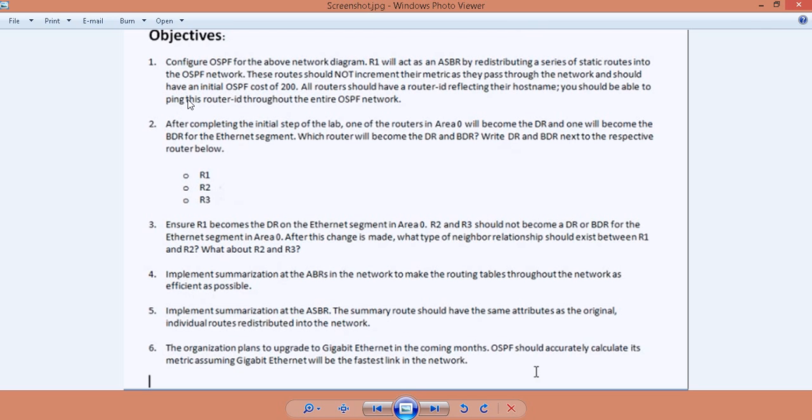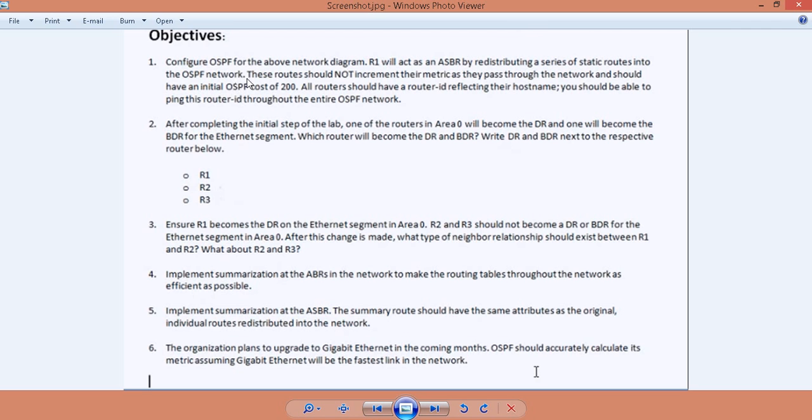Question 1 states, configure OSPF for the above network diagram, the topology that I showed you. Router 1 will act as an ASBR. You are supposed to know the meaning of ASBR since CCNA level: autonomous system boundary router, by redistributing a series of static routes into the OSPF network. Router 1, acting as the ASBR, will be redistributing those static routes into the network.